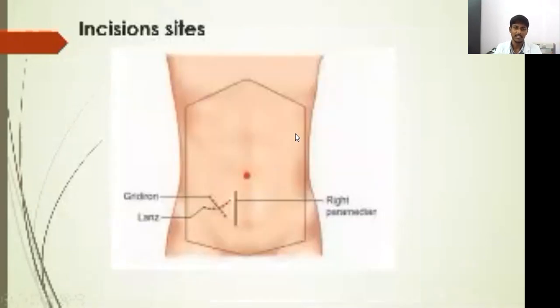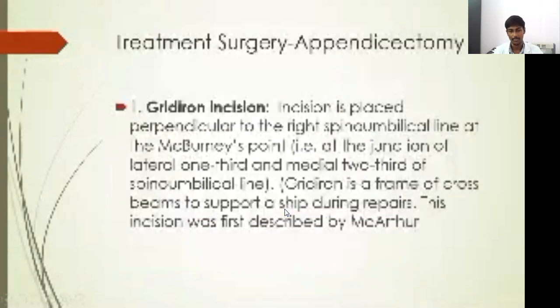These are the incision sites for acute appendicitis: gridiron incision, Lanz incision, and right paramedian incision. Gridiron incision is made perpendicular to McBurney's point, and Lanz incision is made horizontal to McBurney's point. It's cosmetically more appealing, and right paramedian incision can also be done.